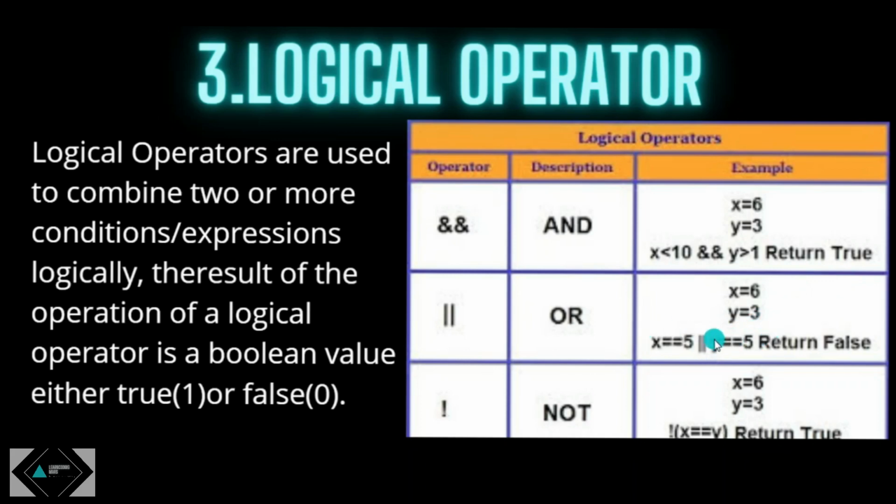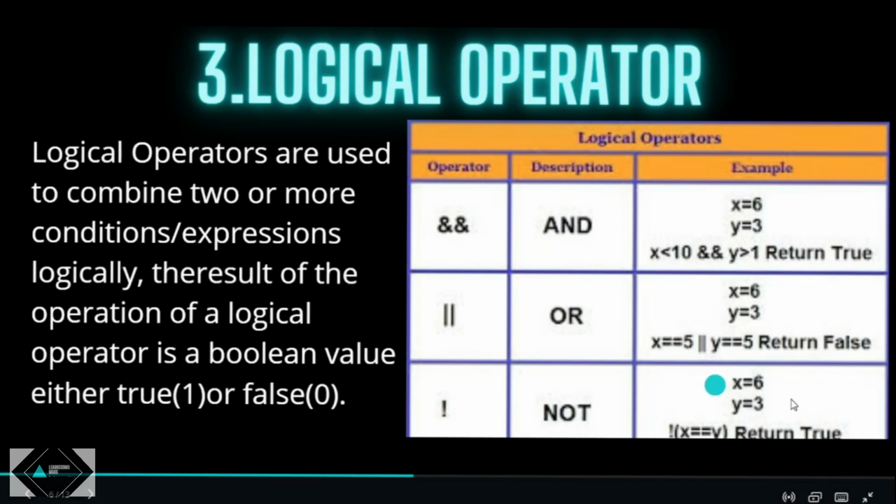Similarly in logical or, x is 6 and y is 3. Now we have x is equal to 5 or y is equal to 5. Here both the conditions are false, so it returns false.